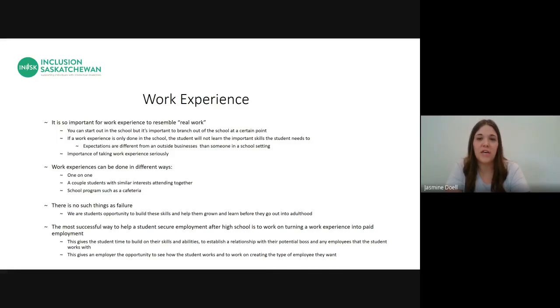The most successful way to help a student secure employment after high school is to work on turning work experience into paid employment. This gives students time to build on their skills and abilities, to establish a relationship with their potential boss and any employees that the individual works with.